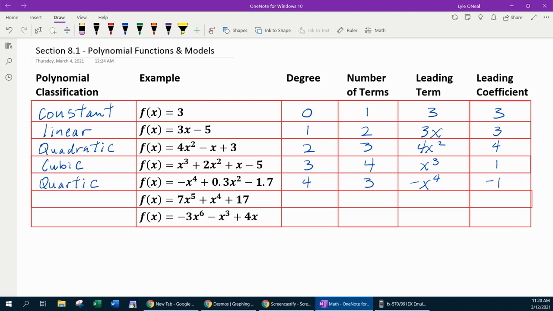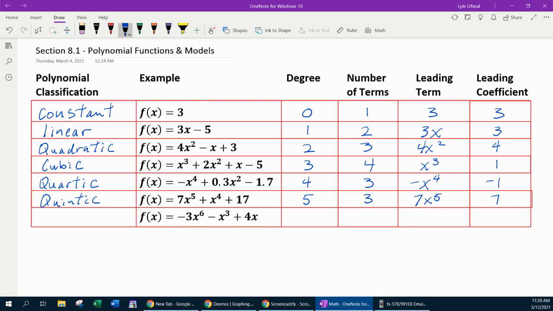2 more to go. X to the 5th as the biggest power. That's a degree of 5. We call that quintic. That is a quintic function. This particular polynomial function has 3 terms. The leading term, 7x to the 5th, and the leading coefficient is 7.